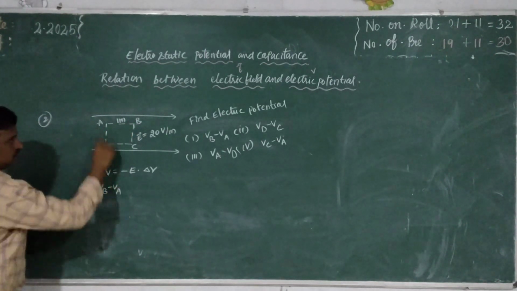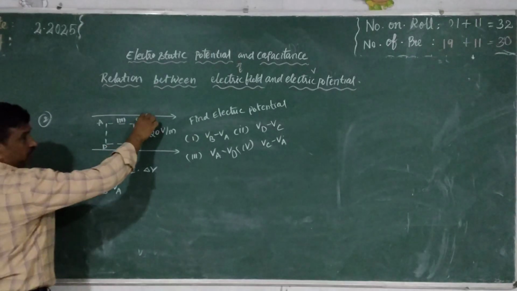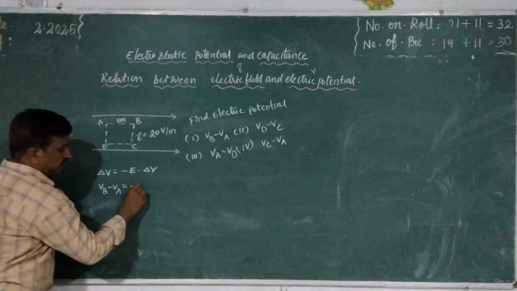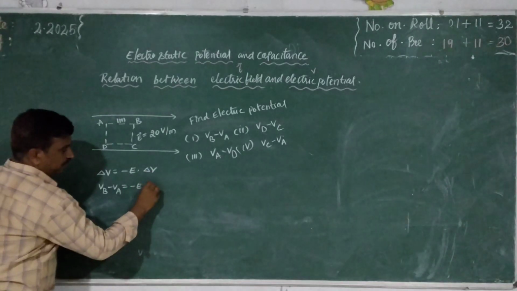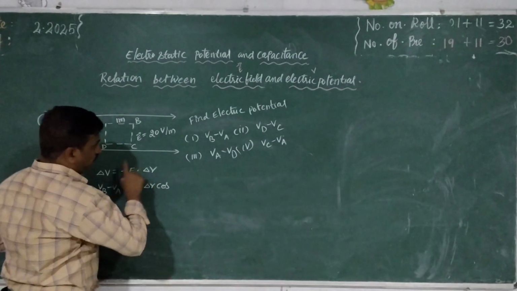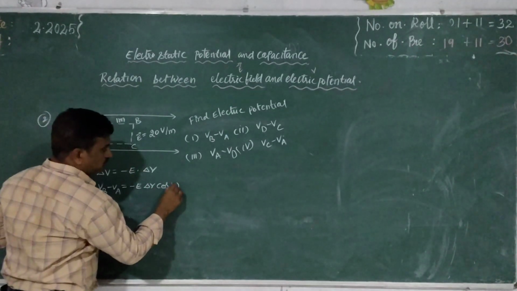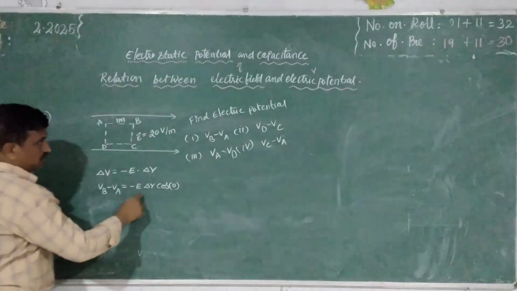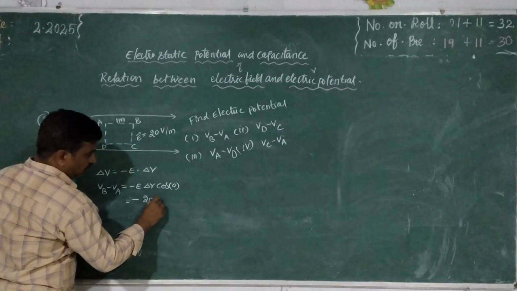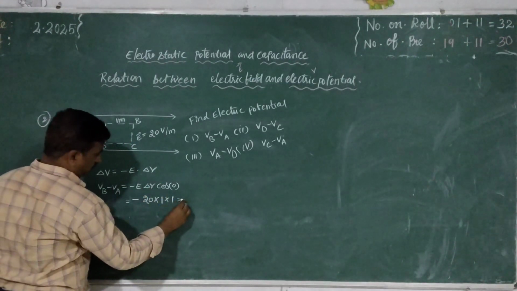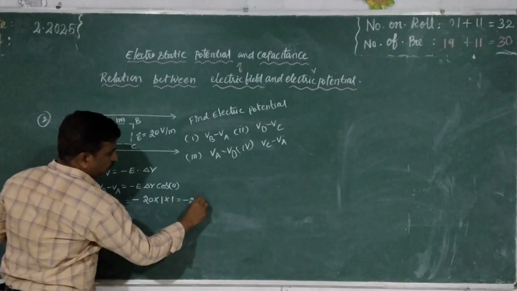Here the charged particle is moving from initial to final, so minus E dot delta R means E delta R cos theta. Displacement and field are in the same direction, so we can take cos 0. E is 20, delta R is 1 meter, cos 0 is 1. So we get minus 20 volt.